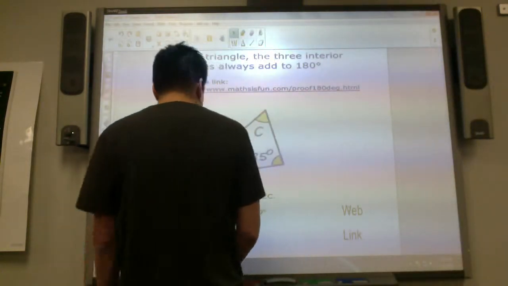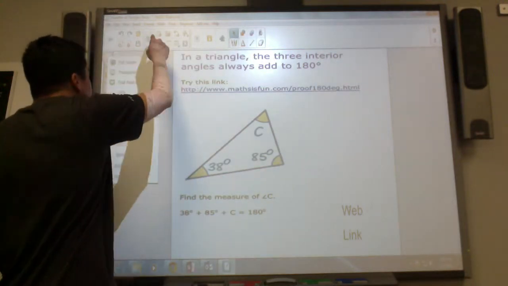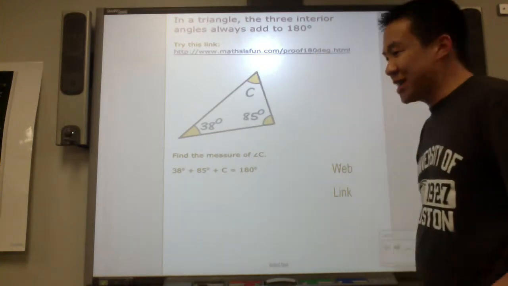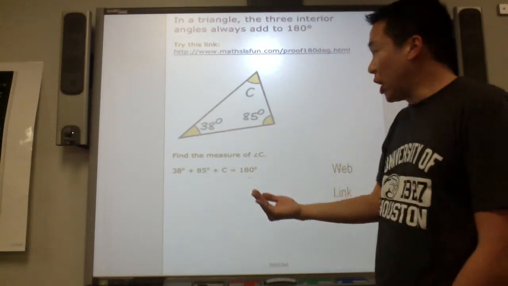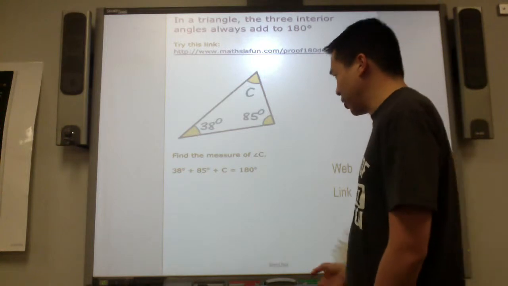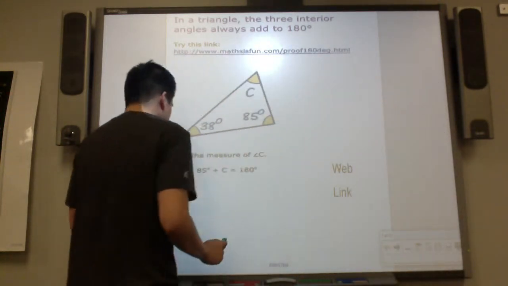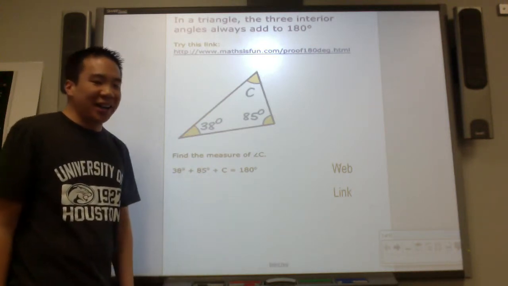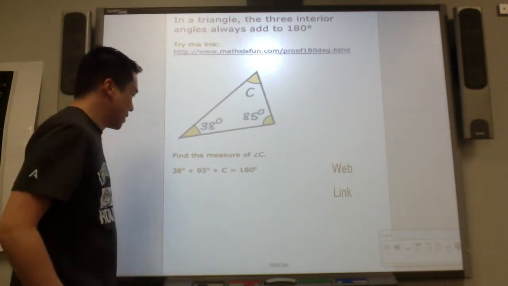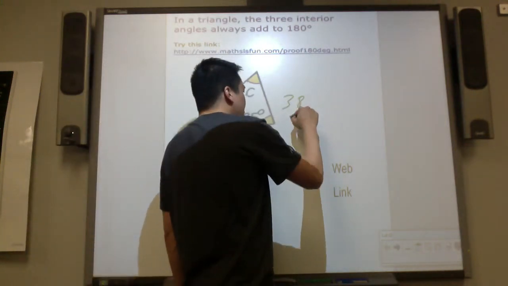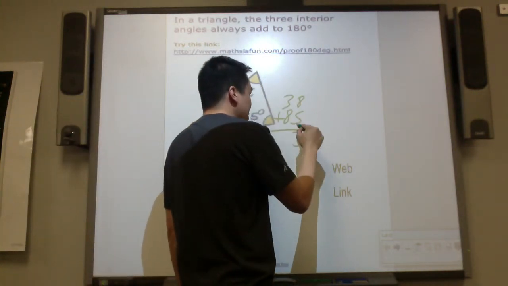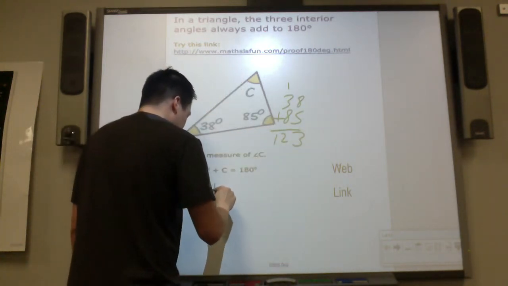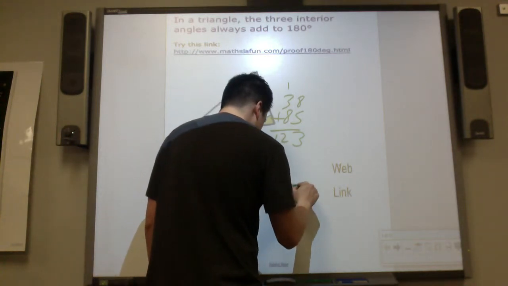Taking what we learned from this, we are going to be able to do things with it. Find the measure of angle C. We know a triangle always adds up to 180 degrees. So 38 plus 85 plus angle C adds up to 180 degrees. So what is 38 plus 85? 38 plus 85 adds up to 123 degrees, plus C equals 180 degrees.